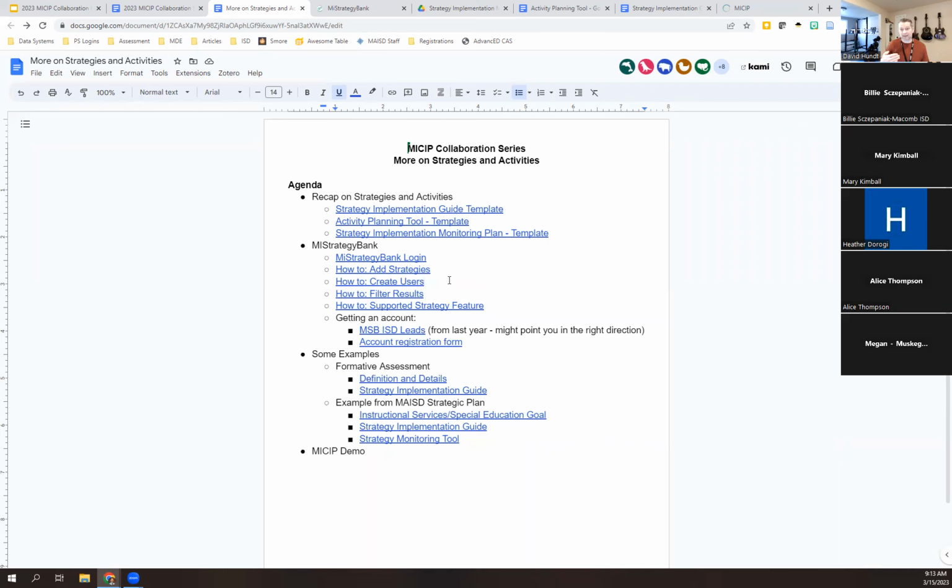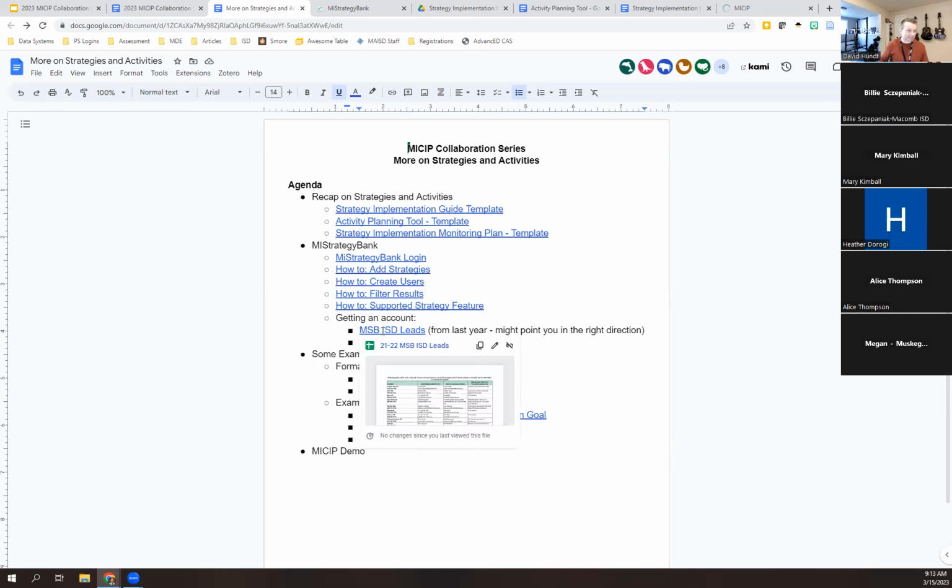So if you want to add strategies and you're not in the strategy bank, you really need to find out who can add those. And so I have that under ISD leads. This is from last year. And when I looked at it, there are a few names that aren't correct on it, but hopefully it'll get you pointed in the right direction. I tried to find the new version of this, and I couldn't find the new version for this year. If I find that, I'll get it linked here.